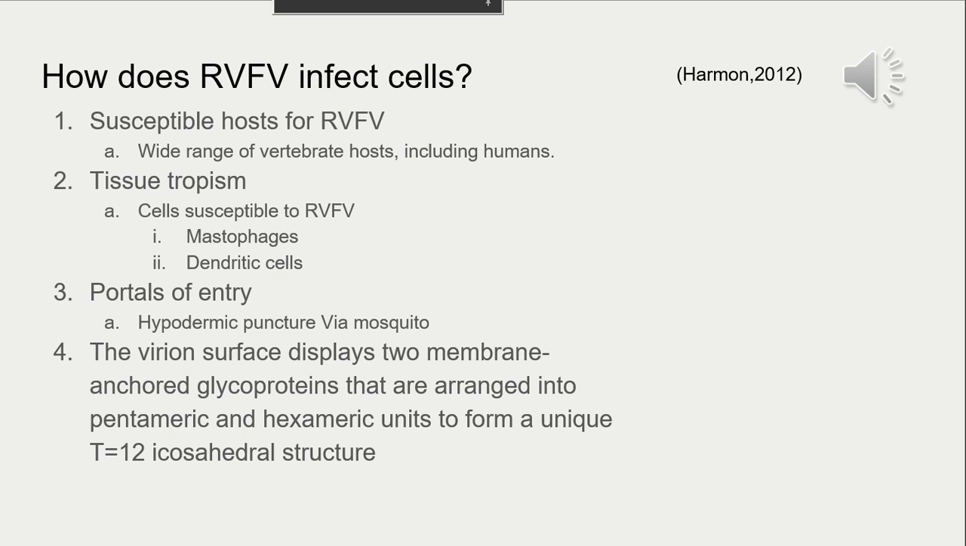The virion surface displays two membrane-anchored glycoproteins that are arranged in pentameric and hexameric units to form a unique T=12 icosahedral structure.